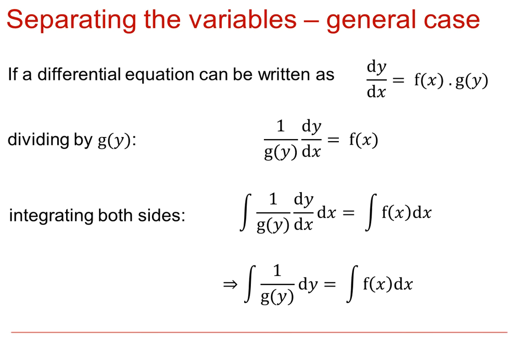The general case then is that if a differential equation can be written as dy by dx equals f of x times g of y, then we can divide by g of y to give 1 over g of y, dy by dx equals f of x. Integrating both sides, we note that if we integrate with respect to dx, in effect we are integrating 1 over g of y with respect to dy, and that is equal to the integral of f of x with respect to dx.